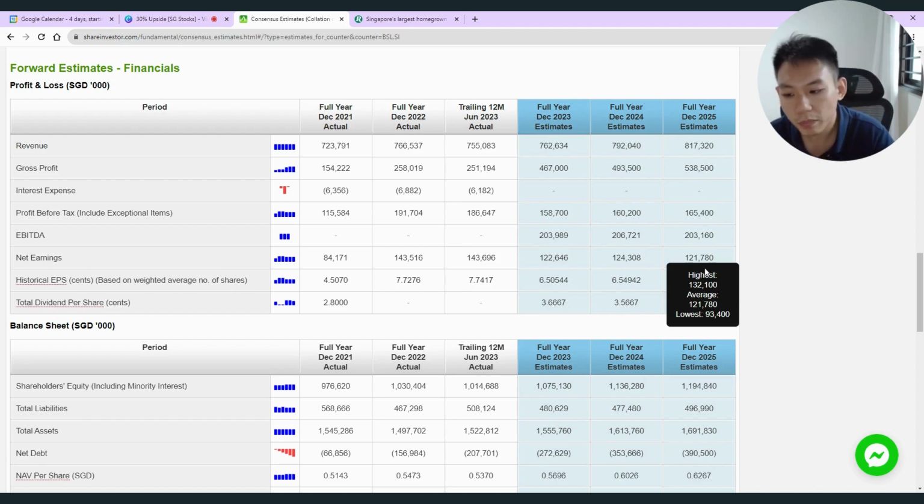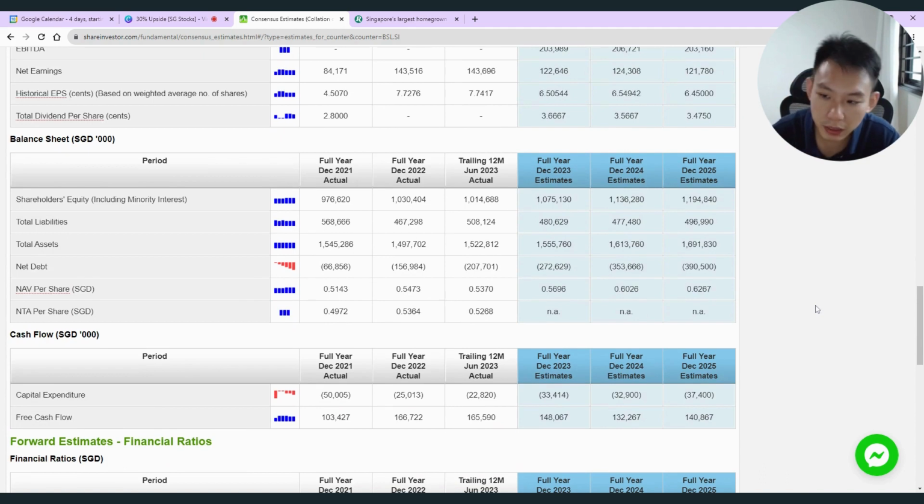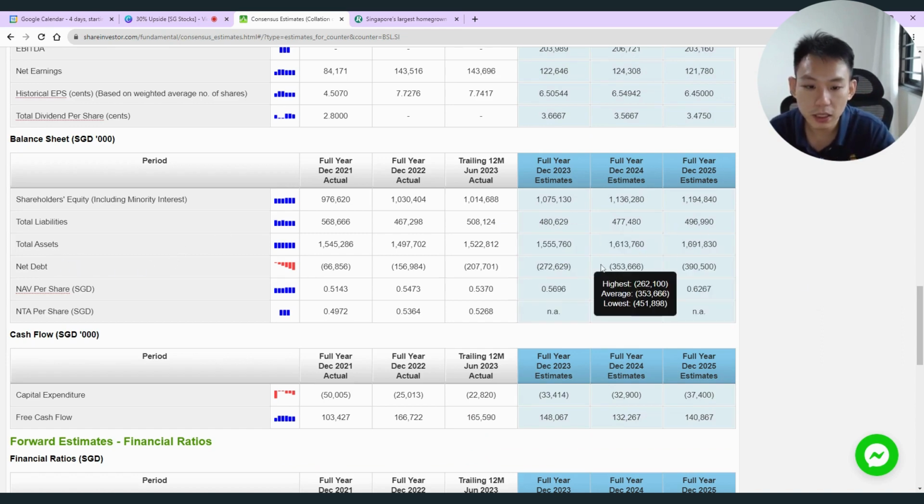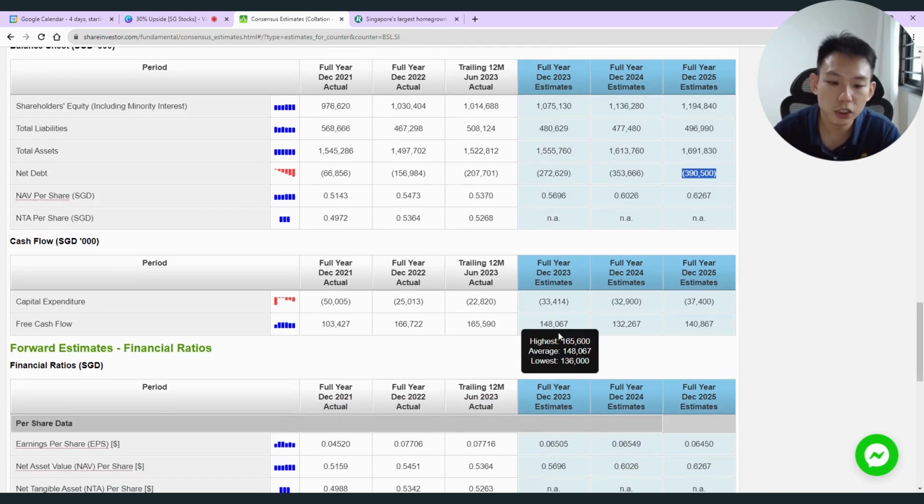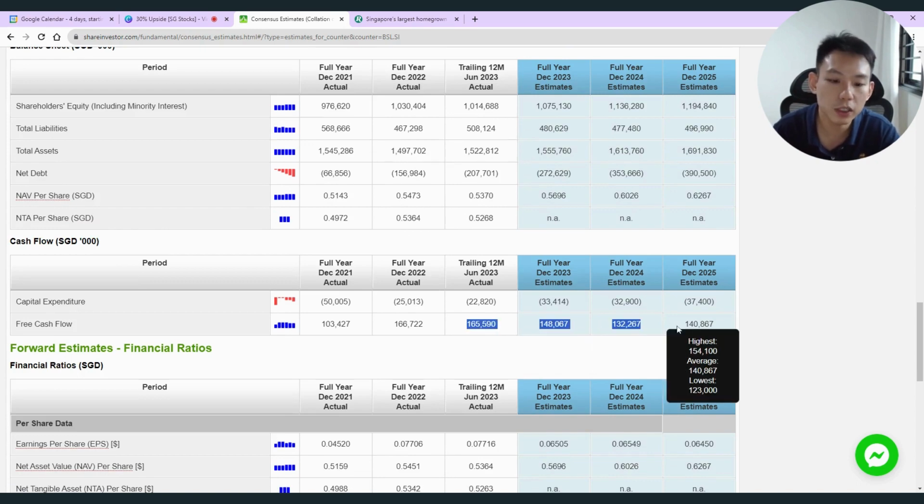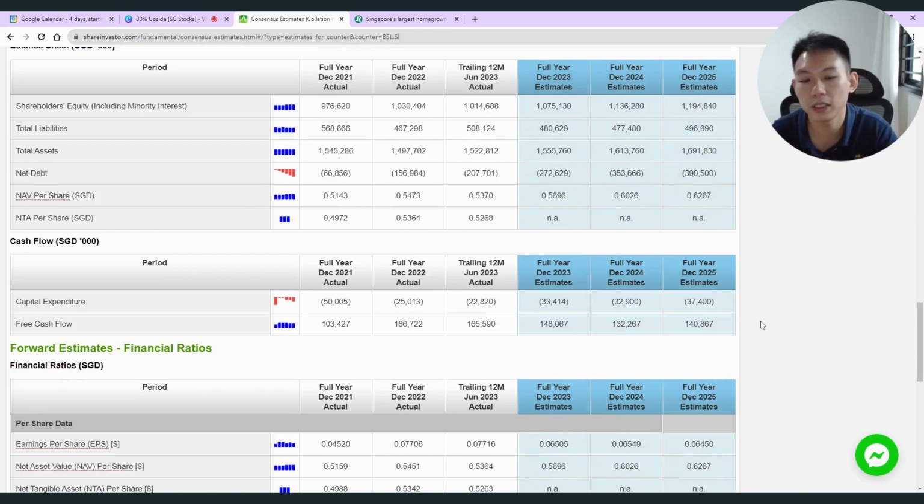operations. But that being said, Raffles Medical is in a very stable, or strong, financial position, because it has a net cash balance sheet, and they are churning out free cash flow on a year to year basis.